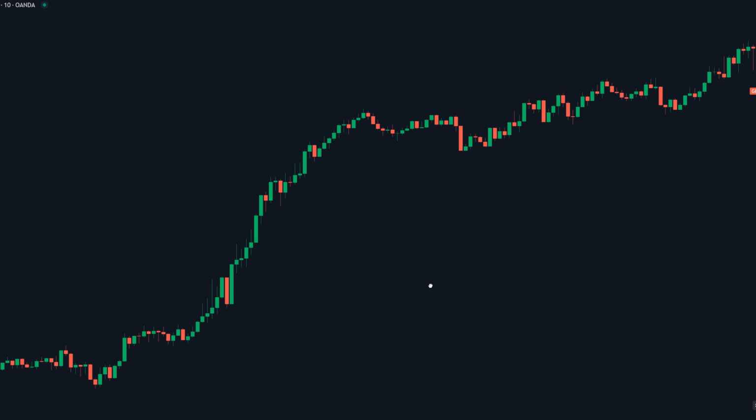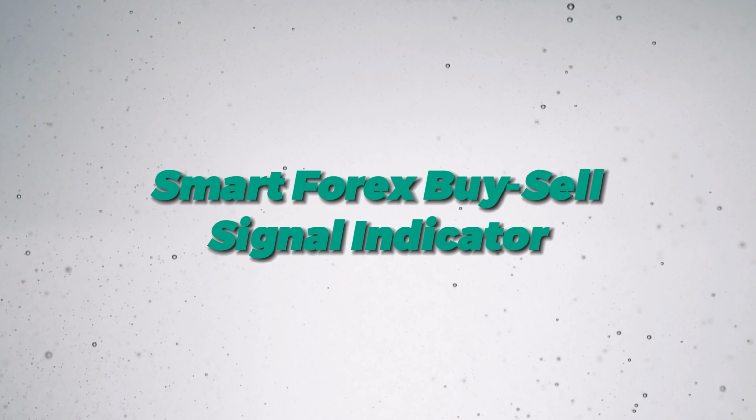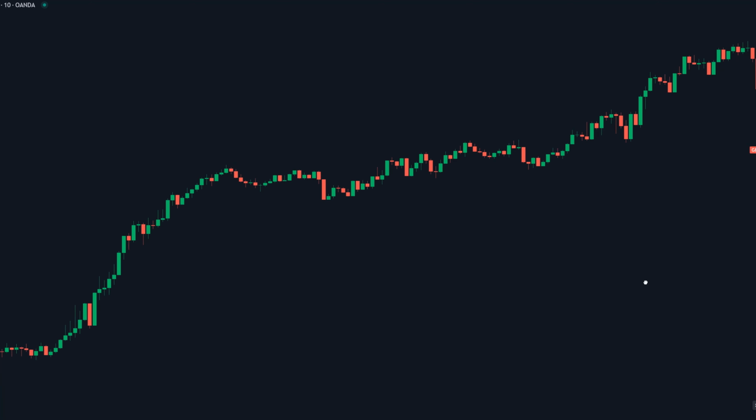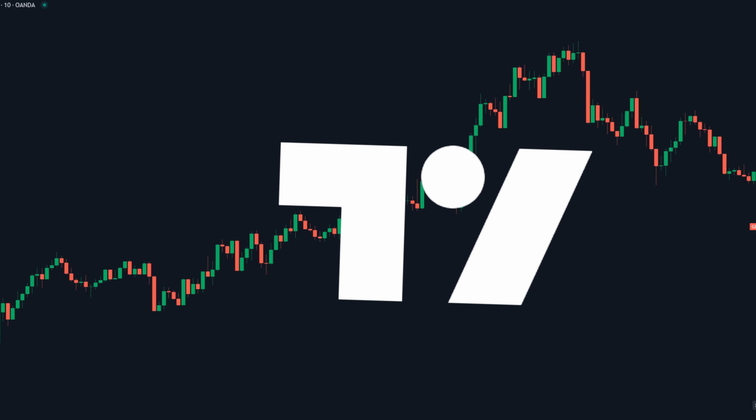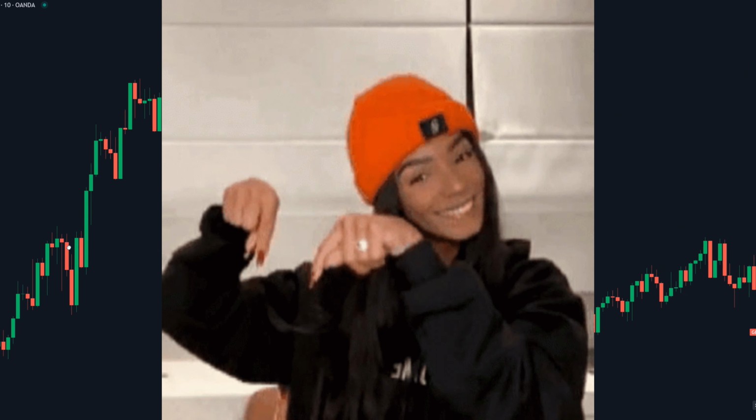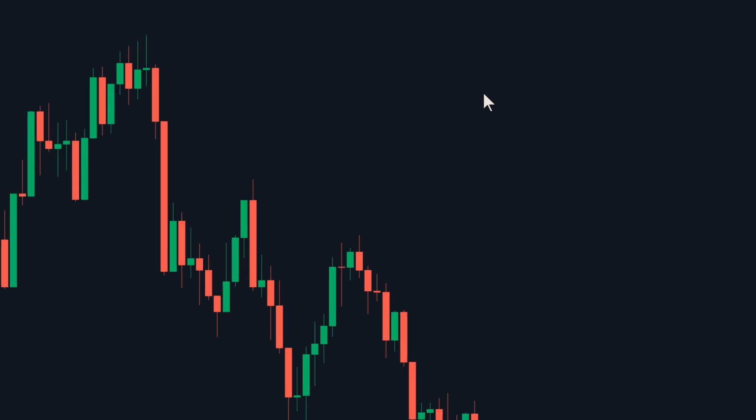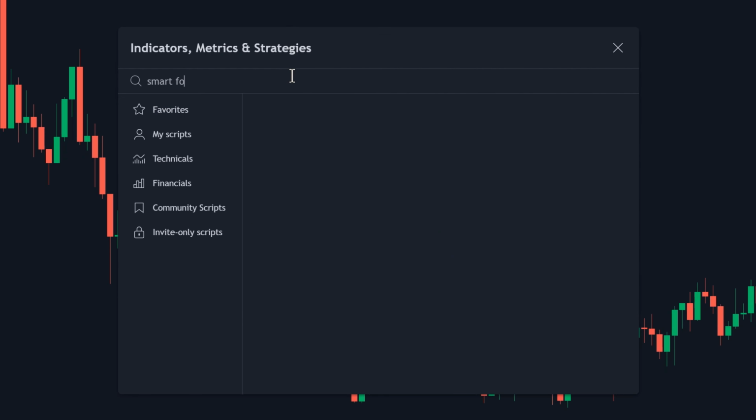Now, this indicator is called Smart Forex Buy-Sell Signal. To add it to your chart, go to Tradingview. If you need to sign up, link for that will be in the video description. Next, open the indicator search tab and type in Smart Forex Buy-Sell. And it's going to be this one created by Lucas.